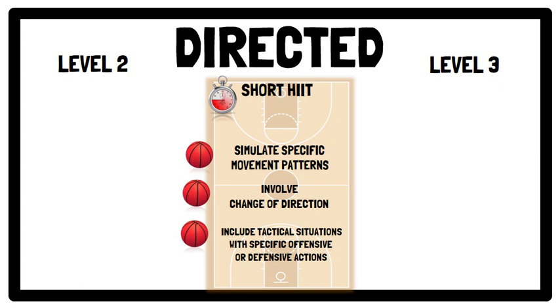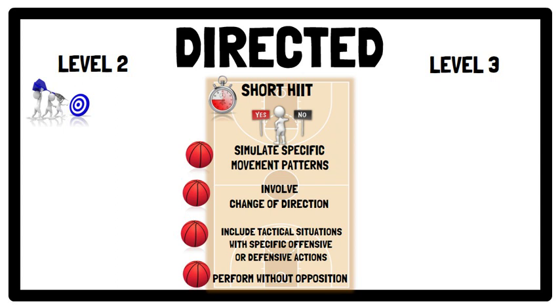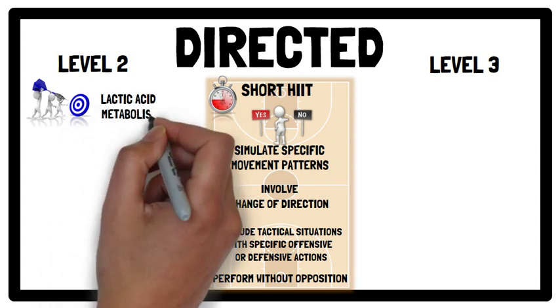It is recommended to perform the exercise without opposition, using 1 to 3 players, as more than 3 players will make it difficult to reach maximum intensity. In terms of decision making, for both levels, it is simple and it is basketball based, or might not even exist. The main metabolic requirement associated with level 2 is lactic acid metabolism, i.e.